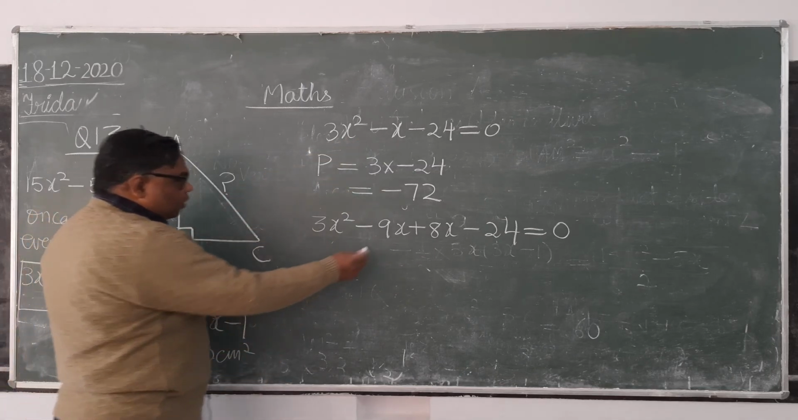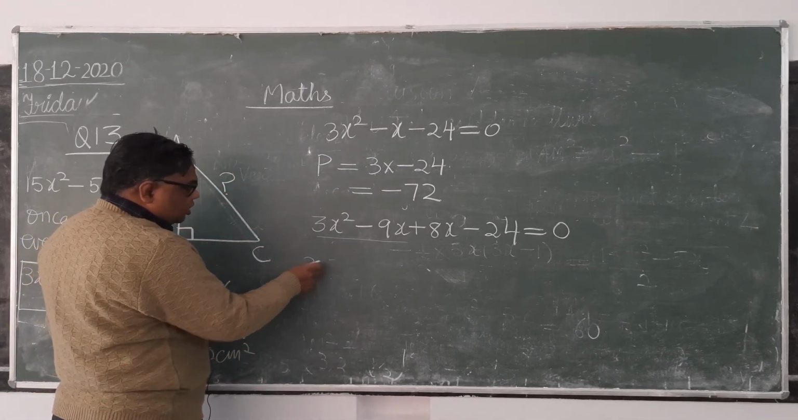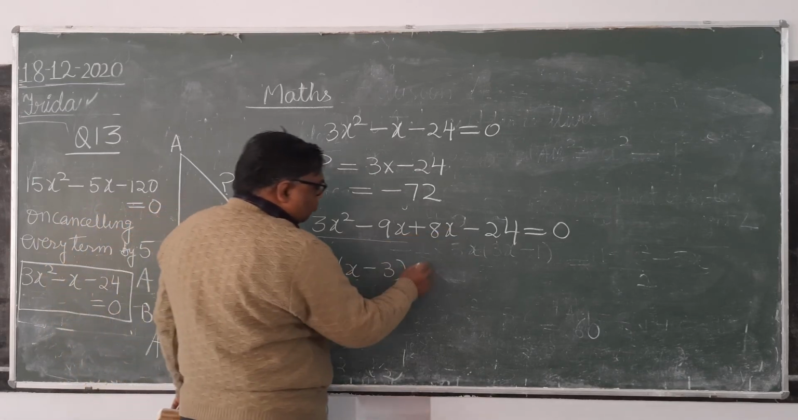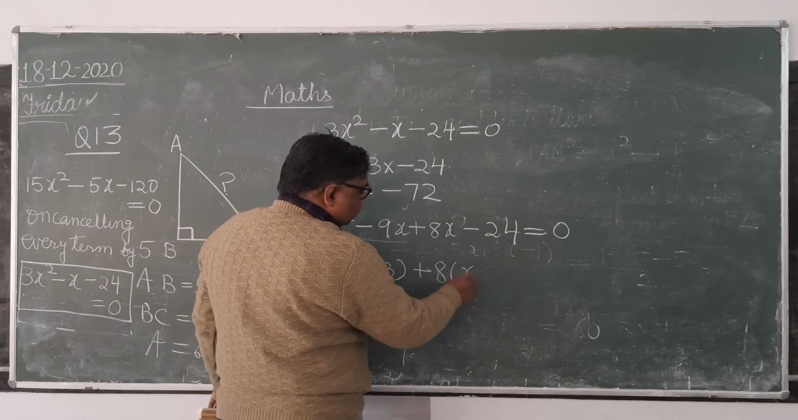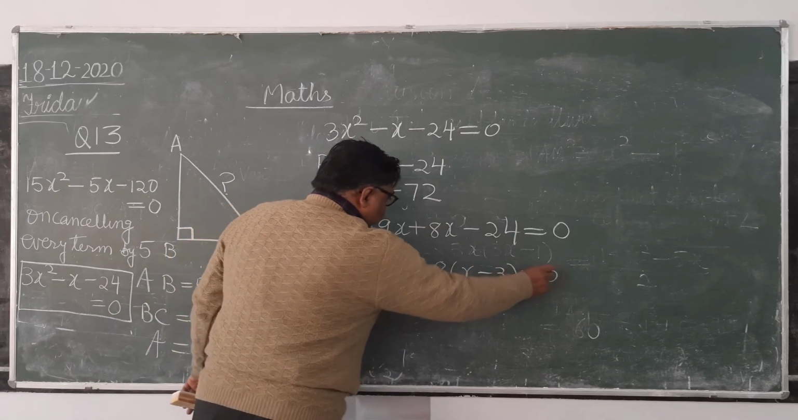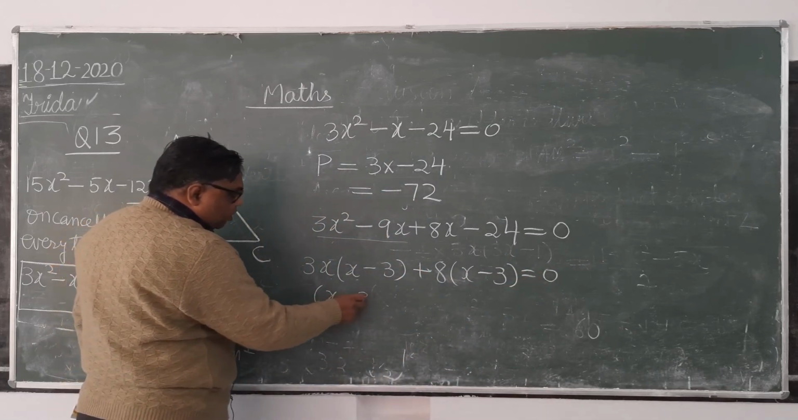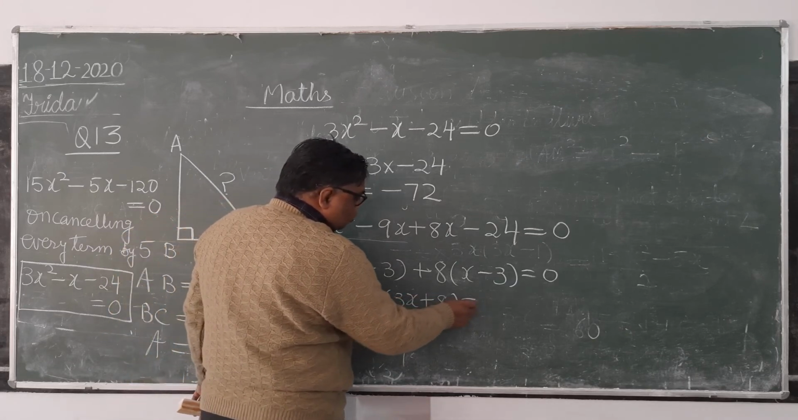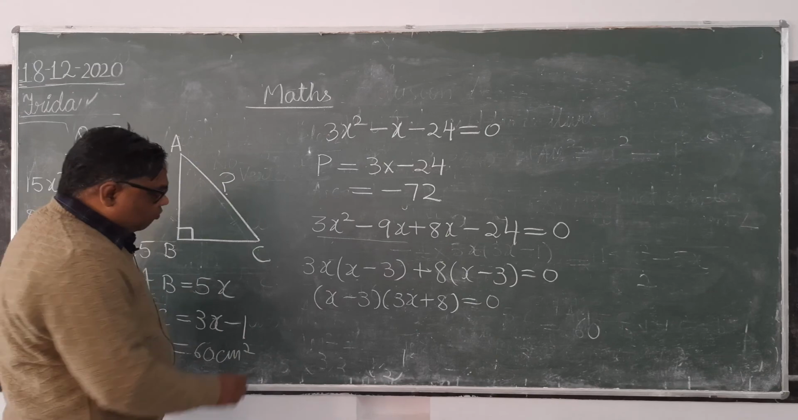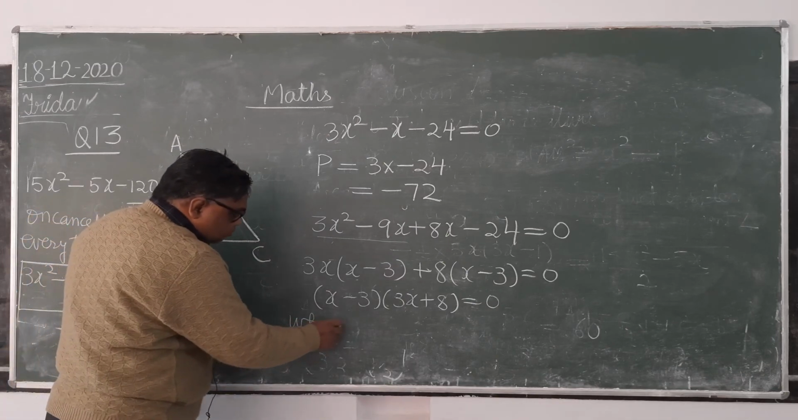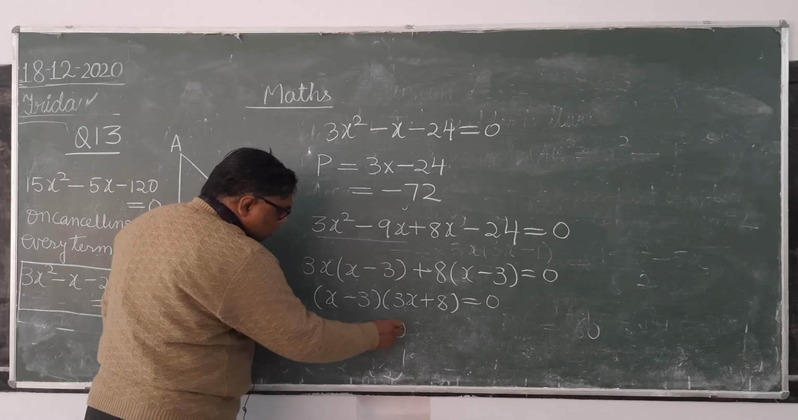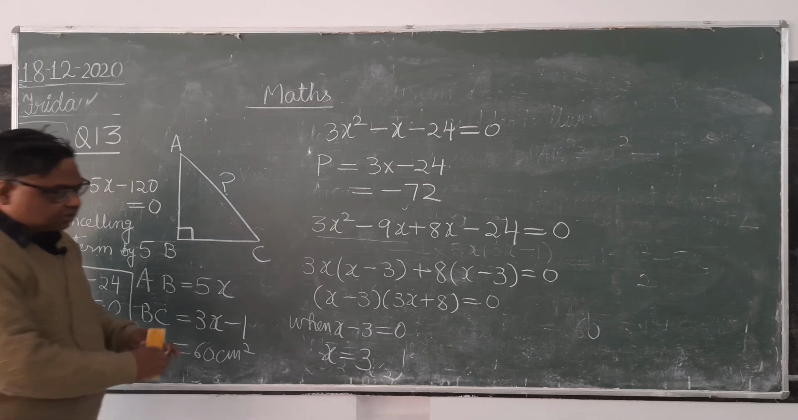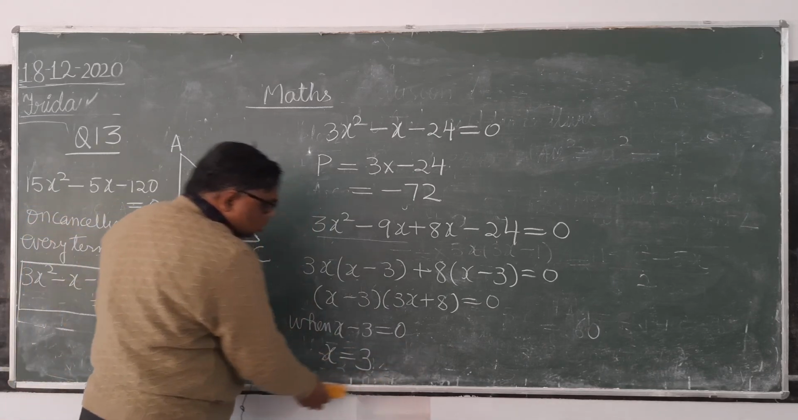It's clear. Now what will be common from here? So you can see 3x will be common, when you take out, x minus 3. From here what is common? x minus 3 equals to 0. Now x minus 3 is common from the whole. So this is 3x plus 8 equals to 0. So see here, when x minus 3 equals to 0, x equals to 3. x equals to 3. It is clear?